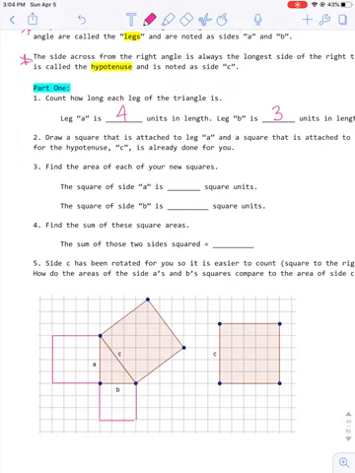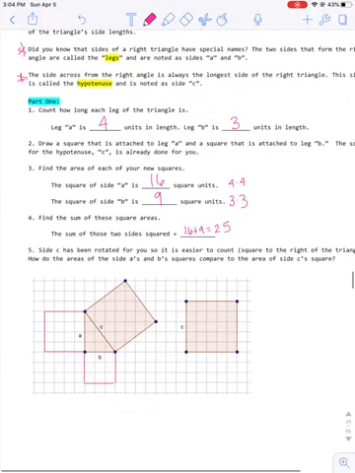Find the area of each of your new squares. The square of side A is a 4 by 4 square, so to find the area, just do 4 times 4, 16 square units. Side B is a 3 by 3 square, so 3 times 3 is 9 square units. Then it says to find the sum of these two square areas. So 16 plus 9 is 25.